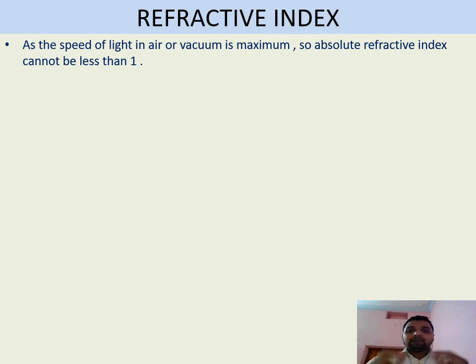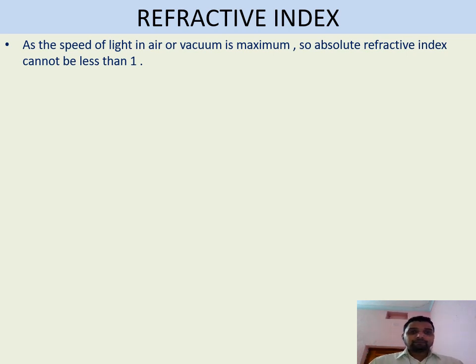Another one is relative refractive index. When a ray of light is passing from glass to water, from one medium to another, not air, from glass to water, the speed of light in glass by the speed of light in water gives the refractive index. That is the relative refractive index. Absolute refractive index means speed of light in air by speed of light in a given medium, which may be glass, water, diamond, or any other medium.